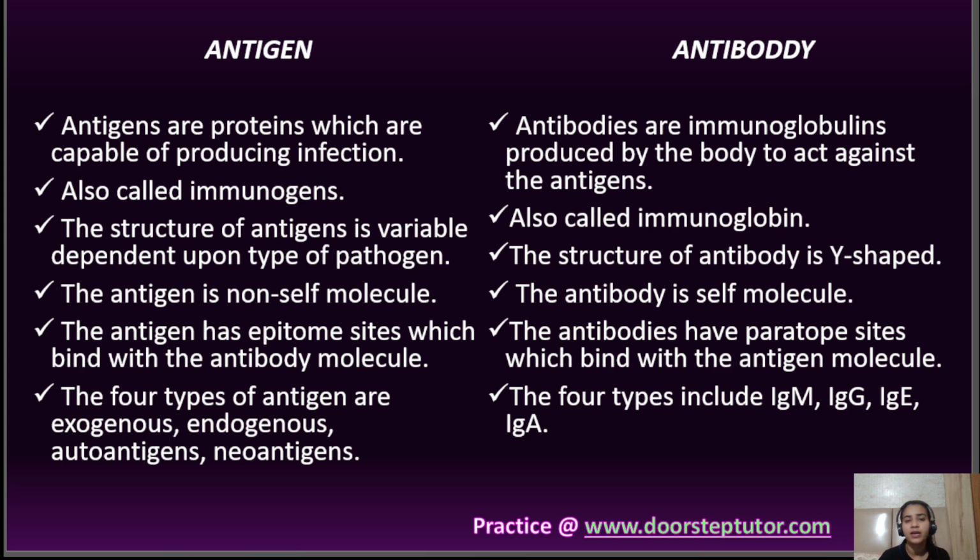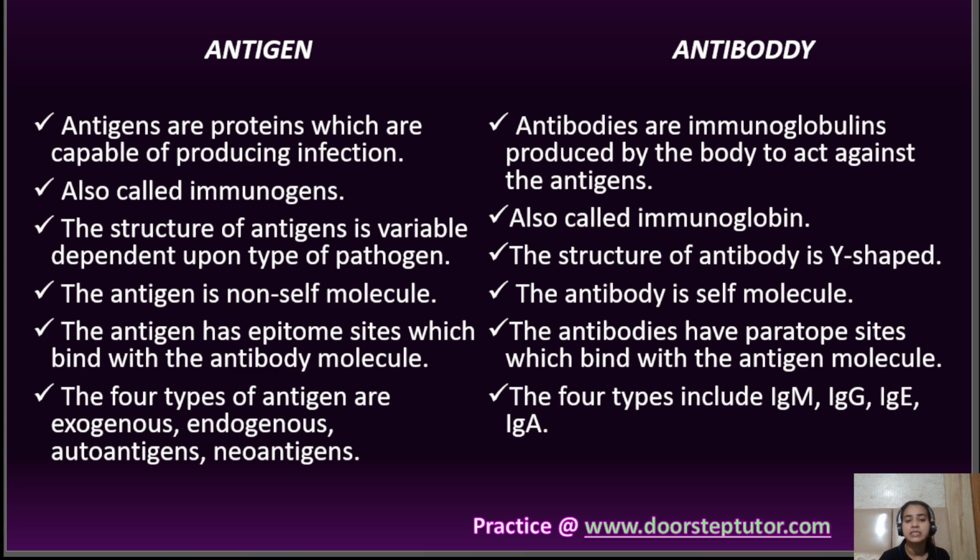If we are talking about the structure of antigens, then antigens are variable and it depends on which type of pathogen is there. According to that only, the structure of the antigen is going to be there. Now, if we talk about the antibody, then mostly the antibodies are Y-shaped.